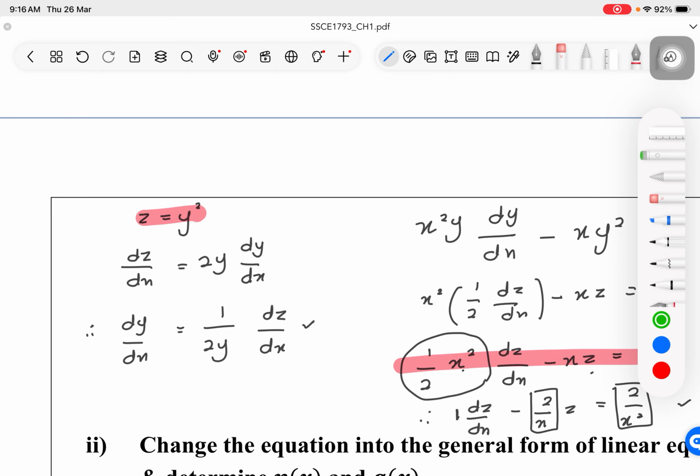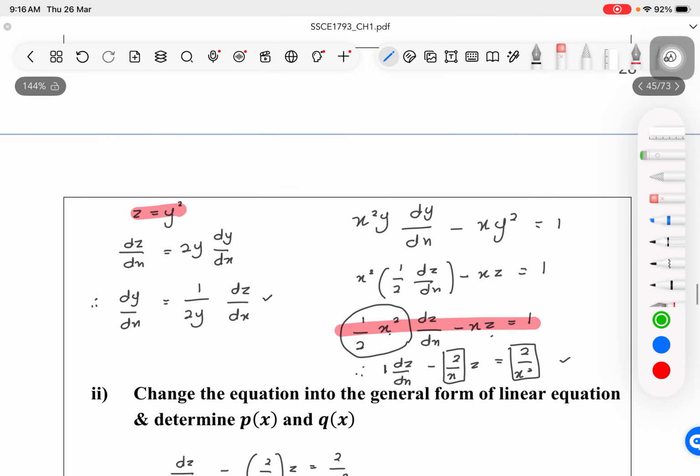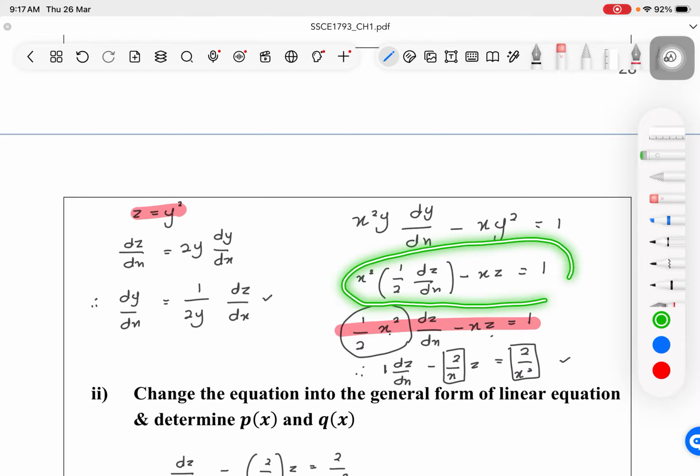So once you get dy/dx, this is your question. Now you need to substitute dy/dx over here. Once you substitute, you will get like this. For a linear equation, you need to make sure that the coefficient of dz/dx must equal to 1.